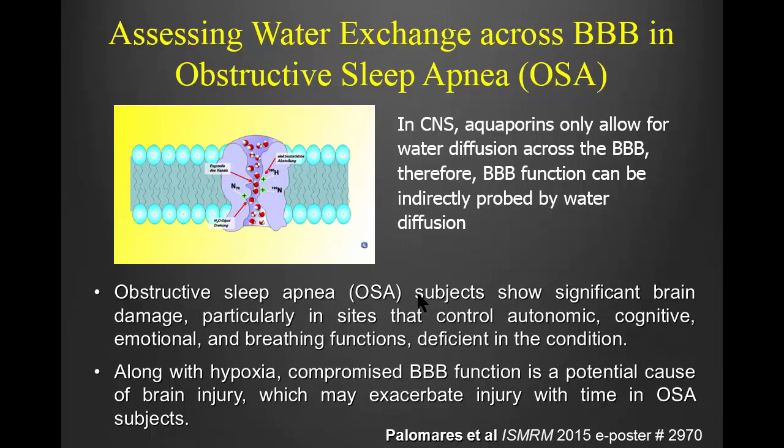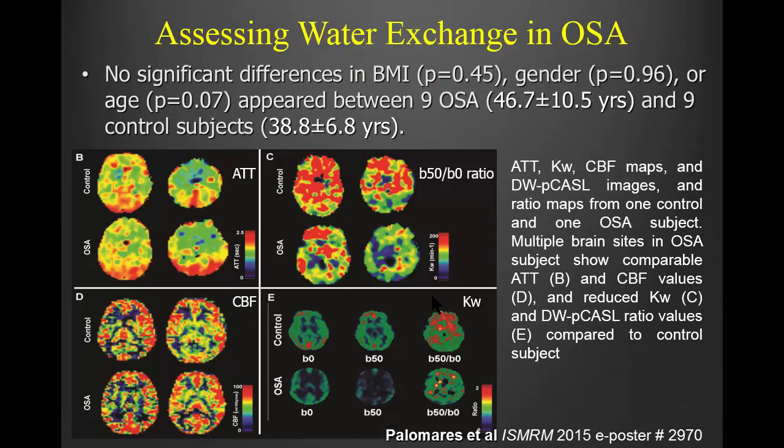OSA is characterized by episodes of hypoxia, and it has been found to show significant brain damage, particularly in sites of autonomic, cognitive, emotional, and breathing function. So compromised BBB function has been hypothesized as a potential mechanism leading to brain injury in OSA. We have an electronic poster of the recent results. We have 9 OSA patients and 9 controls.